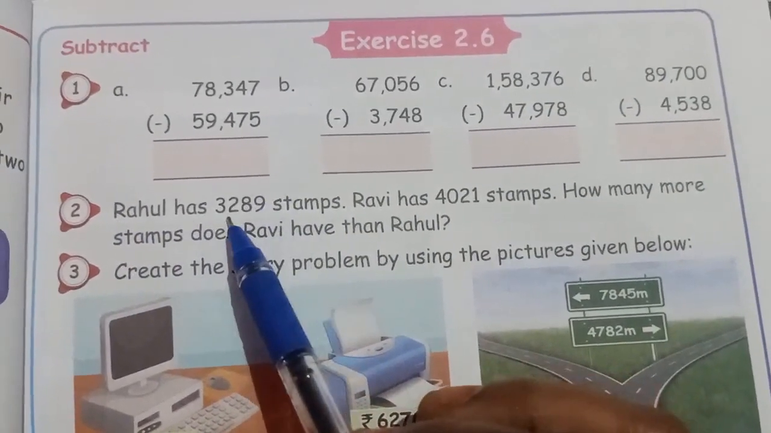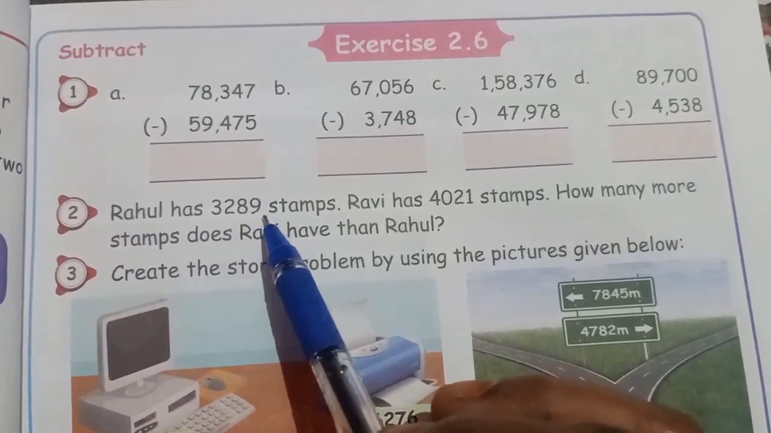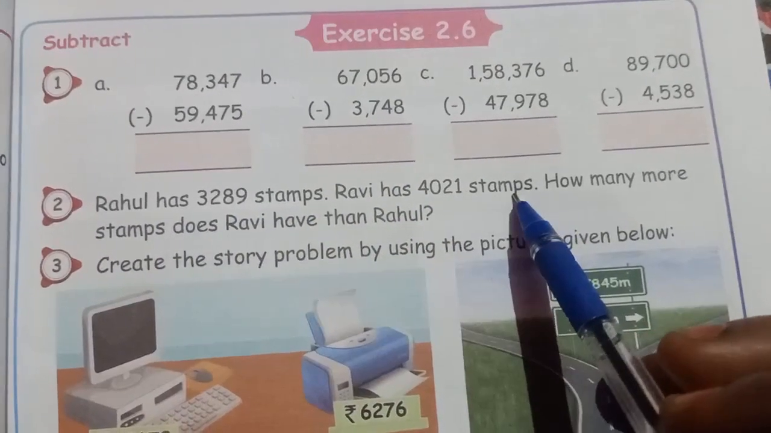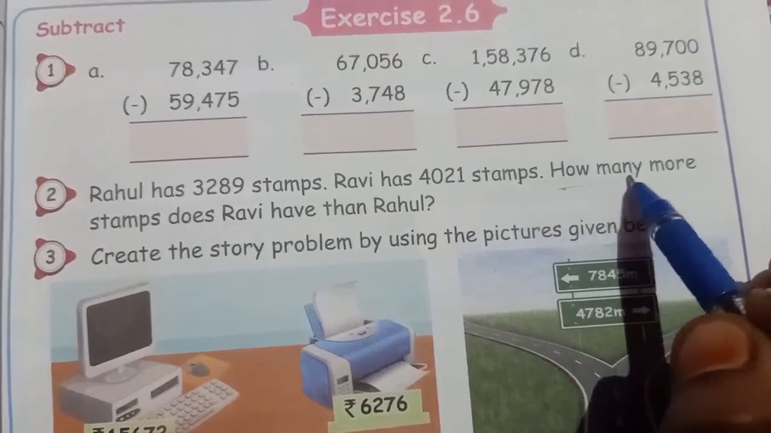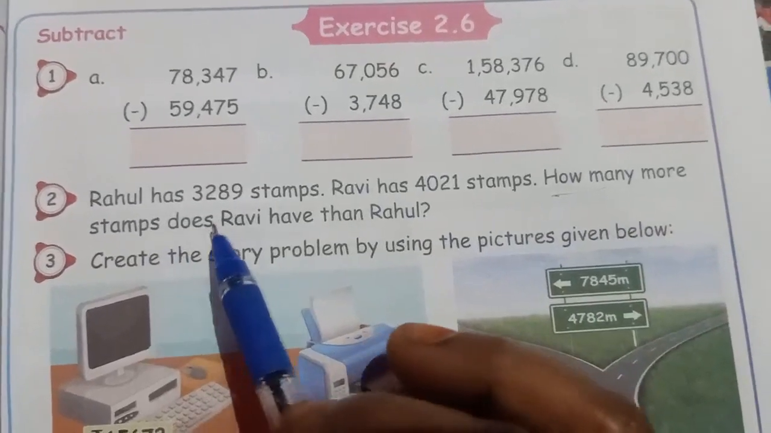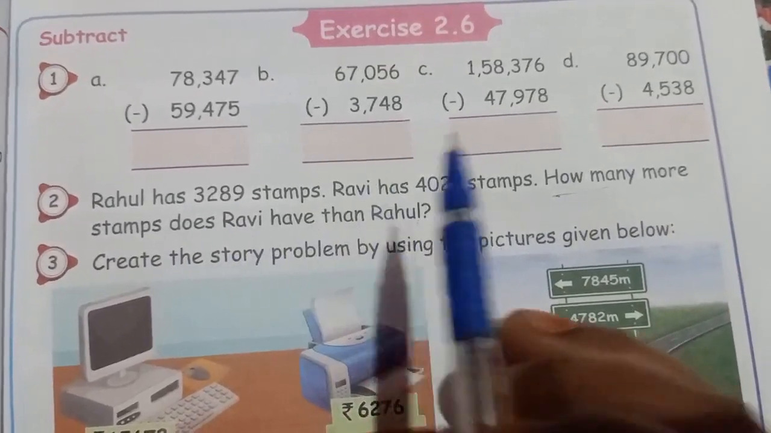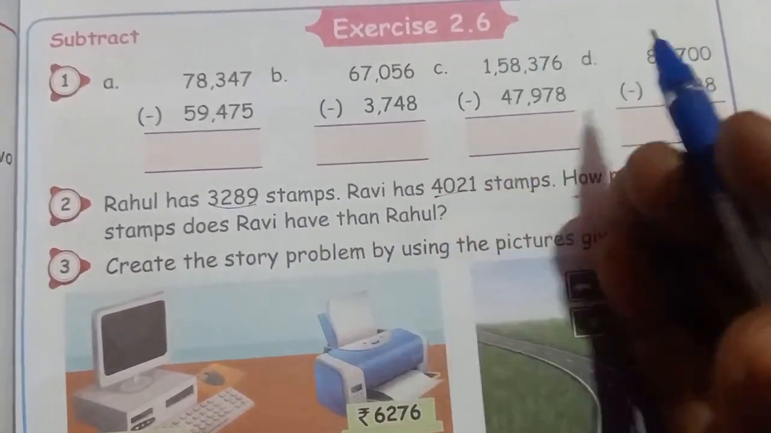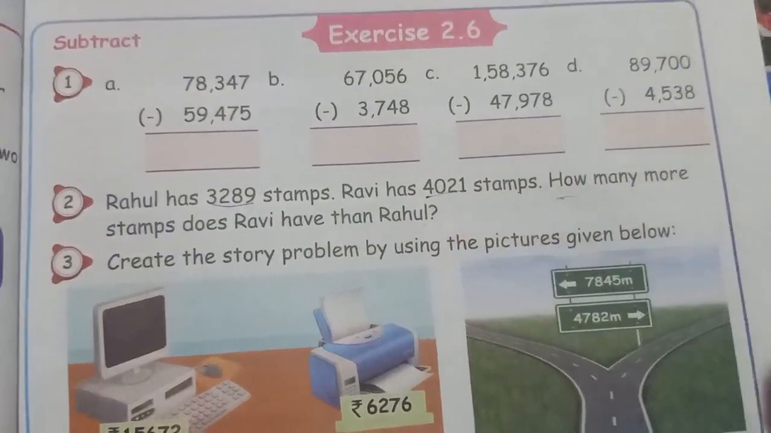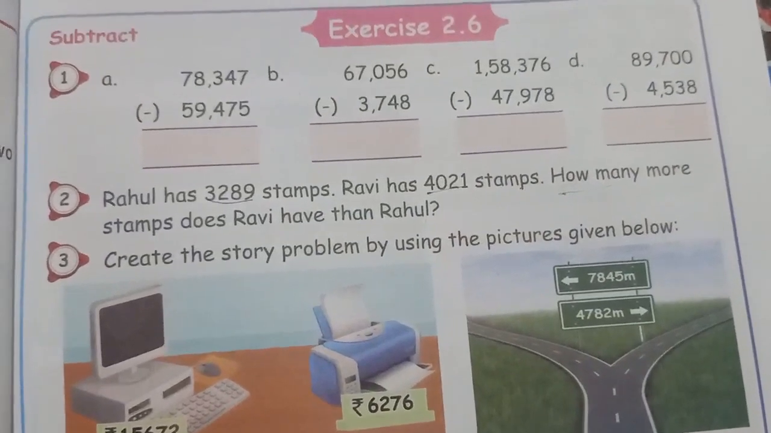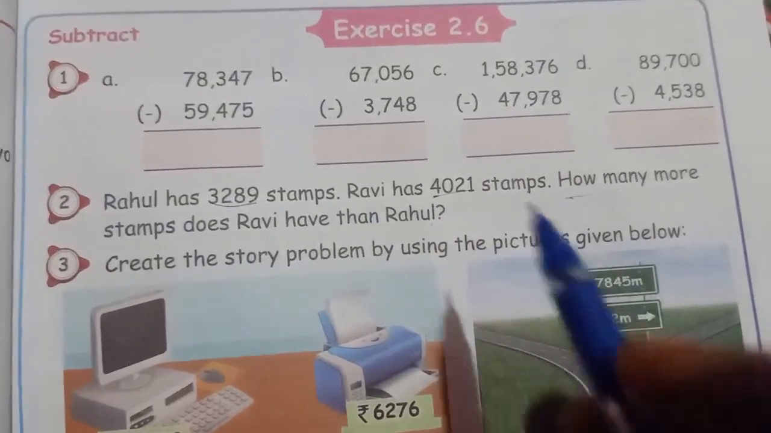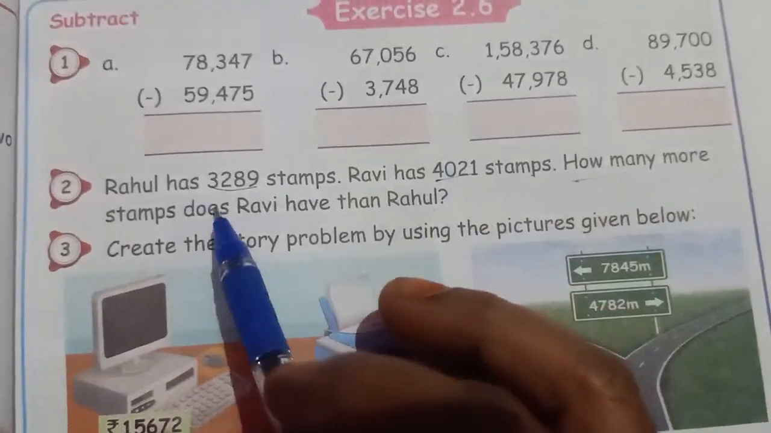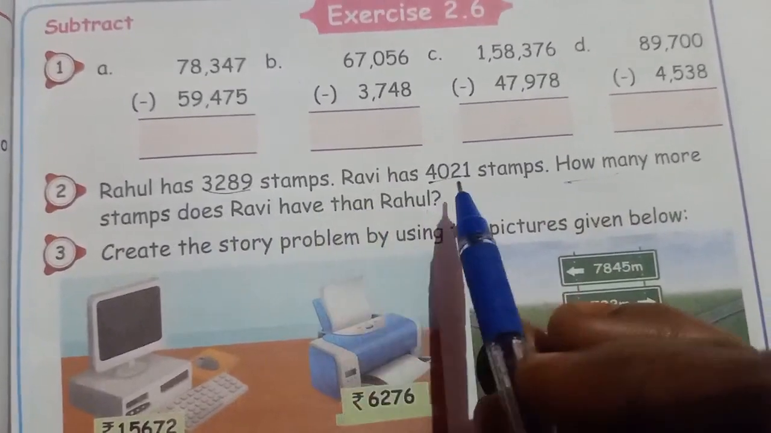Rahul has 3,289 stamps and Ravi has 4,021 stamps. Okay, now what's your question? How many more stamps does Ravi have than Rahul? Okay, see here 3,000 something, here 4,000 something. Okay, easily we can say who has more stamps. Okay, we can say just by looking at it, who has more? Ravi has more stamps. Okay, so how many more stamps does Ravi have than Rahul?